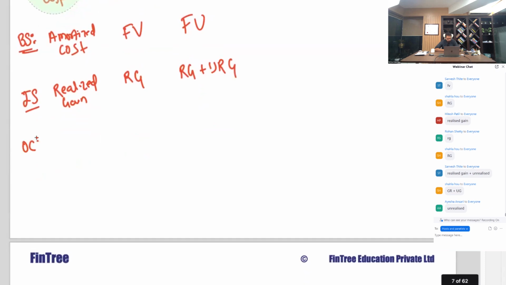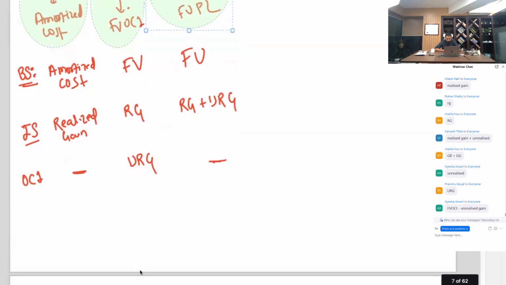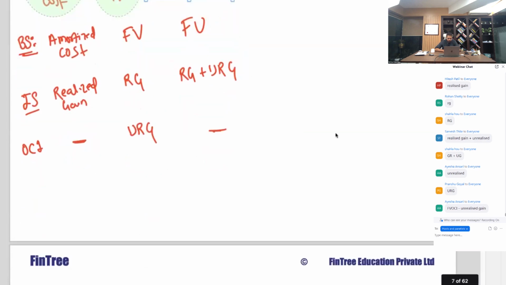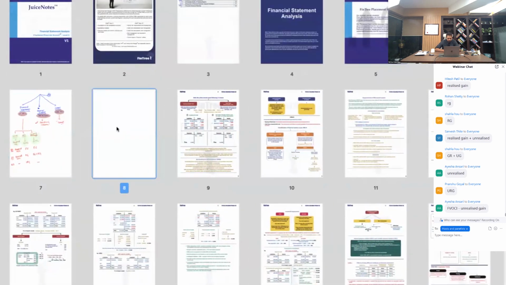What will we show in OCI? For HTM and trading we don't show anything here, but the unrealized gain gets captured in OCI for AFS securities. So this is roughly how accounting is done for these three categories of investments. Let's do an example so that we make sure we feel comfortable. I'll try to create an exam-like situation with you. Here's typically how a level 2 case study will line them up. They will say there's a firm which purchased 10,000 bonds.